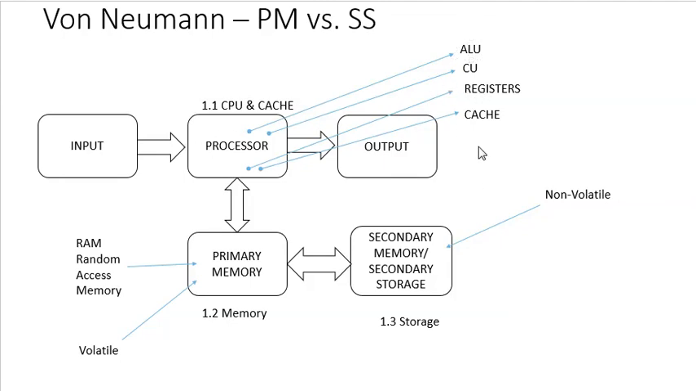Just to reiterate, the CPU has a number of main subcomponents. You can think about them as being like the parts of an atom or the parts of a cell. The subcomponents of the CPU are the ALU, the arithmetic logic unit, the CU, the control unit, registers, and the cache.